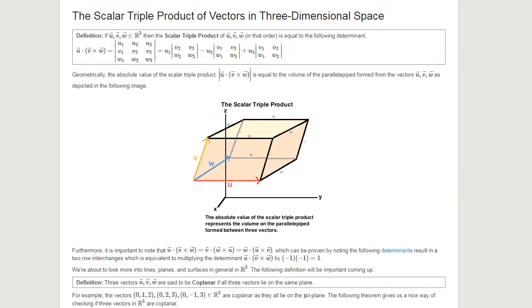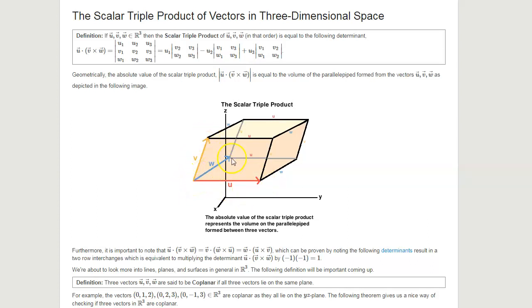This is just a website I found: the scalar triple product of vectors in 3-dimensional space. Notice it's defined the same way I just told you. It says geometrically the absolute value of the scalar triple product is equal to the volume of the parallelepiped determined by the vectors u, v, and w as depicted here. So notice here's u, here's v, and here's w. Basically these 3 vectors all pop out from the same point.